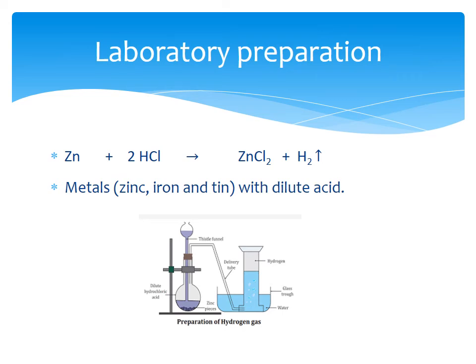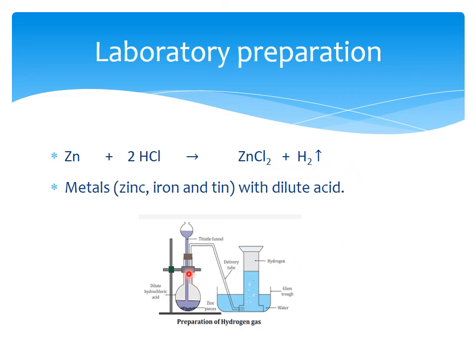Another method of preparation of hydrogen is the laboratory method. In this method, metal when treated with dilute acid gets converted into the respective salt and hydrogen gas is liberated. So either zinc, iron or tin. But here we have taken zinc granules with hydrochloric acid, which gets converted into zinc chloride salt as well as hydrogen gas is liberated.